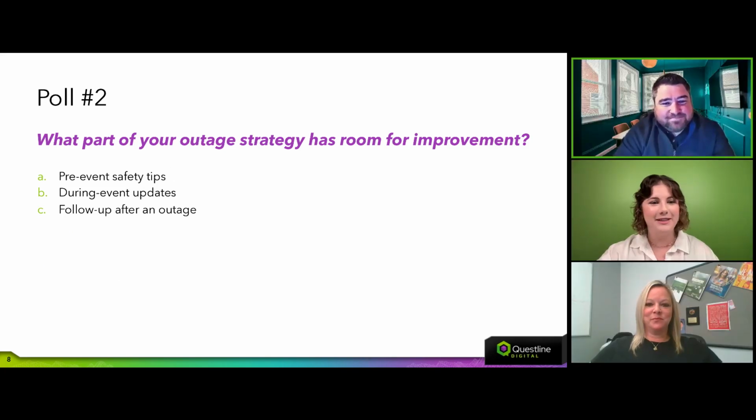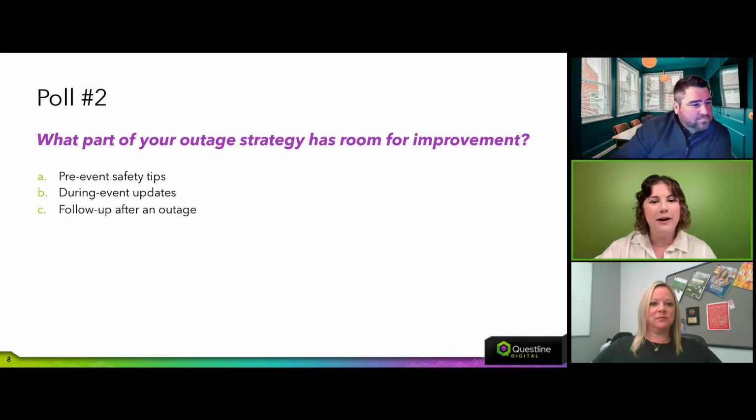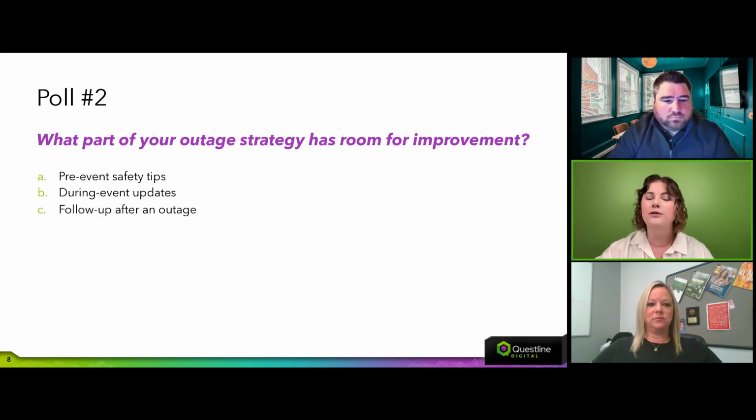Awesome. I know you thought you saw the last of me already, but you haven't. I'm going to go ahead and launch our second poll for everybody. The question is, what part of your outage strategy has room for improvement? I know we just hit a little bit on some points of view and some best practices, and we're going to really dig deep into the before, during, and after strategy. But right now, when you think about your strategy, what do you think has room for improvement? Is it pre-event safety tips, during event updates, or a follow-up after an outage? I'll give you guys just a second to put those answers in.